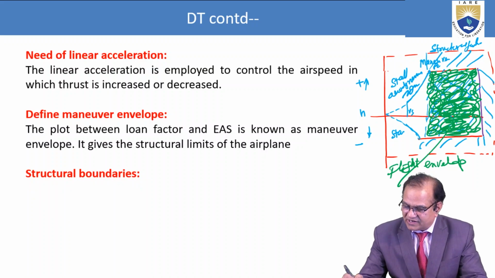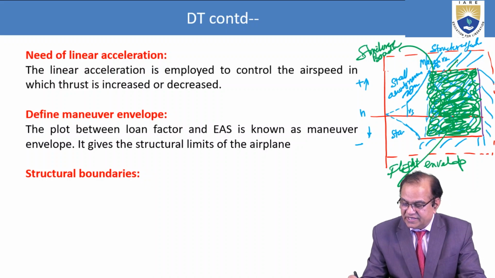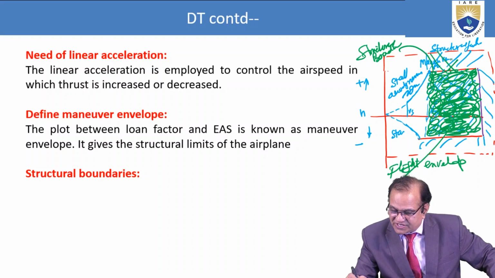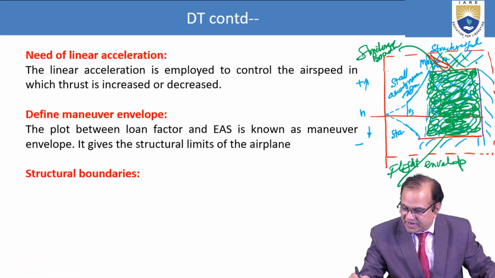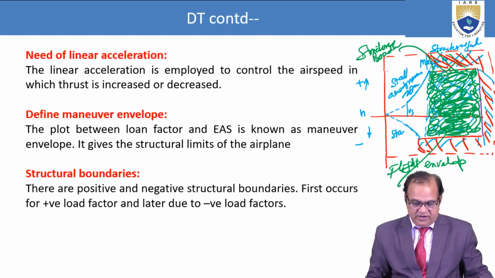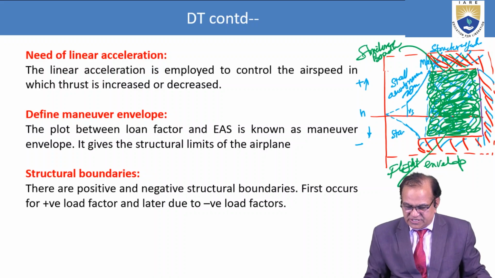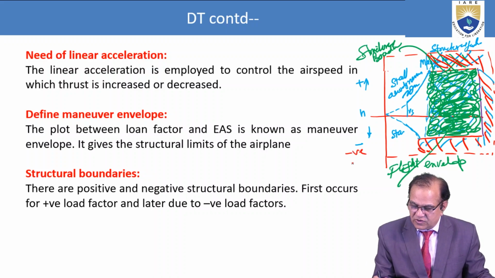Structural boundary. So these are called the structural boundaries. In this area your aircraft is going to be damaged, and a structural failure may happen. There are positive and negative structural boundaries; first it occurs for the positive load factor and later due to the negative load factor. So this is the negative N and this is the positive N.